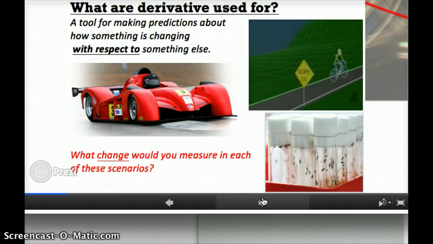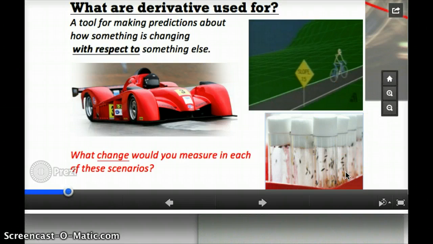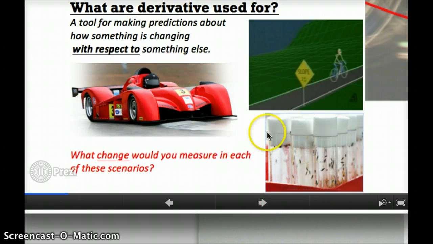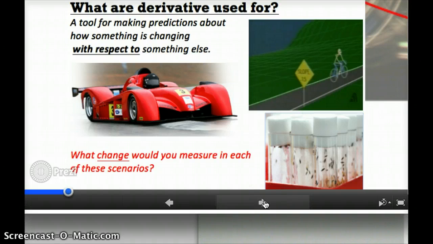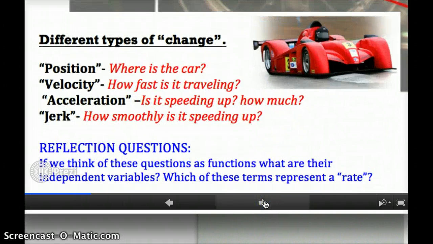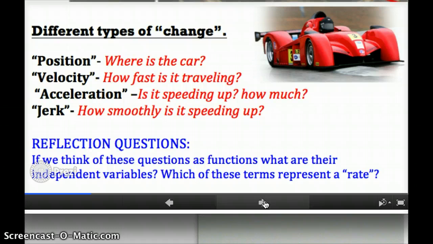So in these 3 scenarios, we could be measuring where the car is with respect to time, or how steep the slope is with respect to where the person is on the hill, or we could measure how quickly the population of the fruit flies in the experiment is growing. When we talked about each of these examples, we were actually simplifying things a little bit, because in any given situation, there's actually a lot of different things that could be changing that you might be interested in. Take the example of the race car.